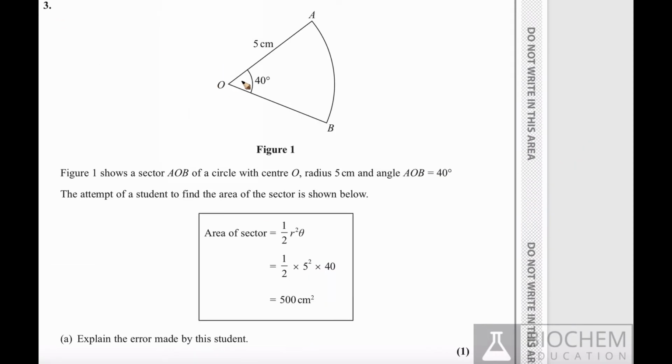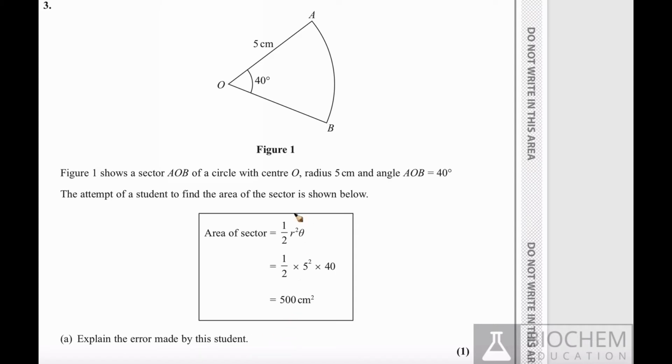And question 3. Question 3 shows a sector OAB, and the radius is 5 centimeters and the angle is 40 degrees. Figure 1 shows a sector OAB of a circle with center O, radius 5 centimeters and angle AOB to be 40 degrees. The attempt of a student to find the area of the sector is shown below. Area of the sector is equal to half r squared theta, that's the formula, is equal to 1 over 2 times 5 squared, 5 is the radius, times 40, and that gives an answer of 500 centimeters squared. Part A. Explain the error made by this student.